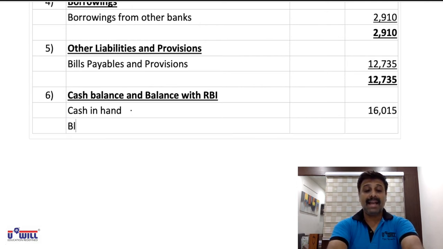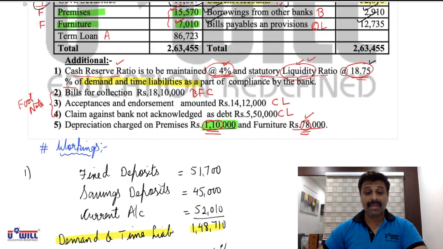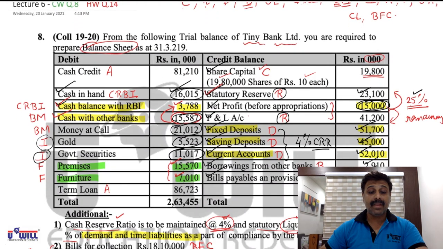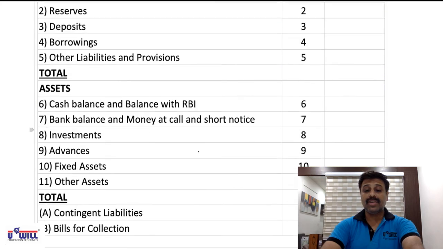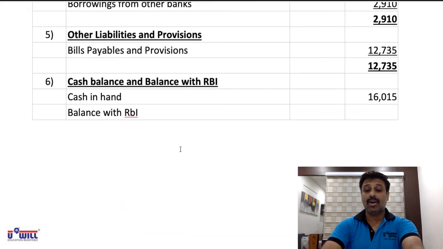But after that, balance with RBI, you write in the inner column. Because of that adjustment, first adjustment of CRR. So what is balance with RBI marked as CRBI? 3788. In this we have to transfer the deficiency amount for that 4%. So 3788, you all write it in the inner column.